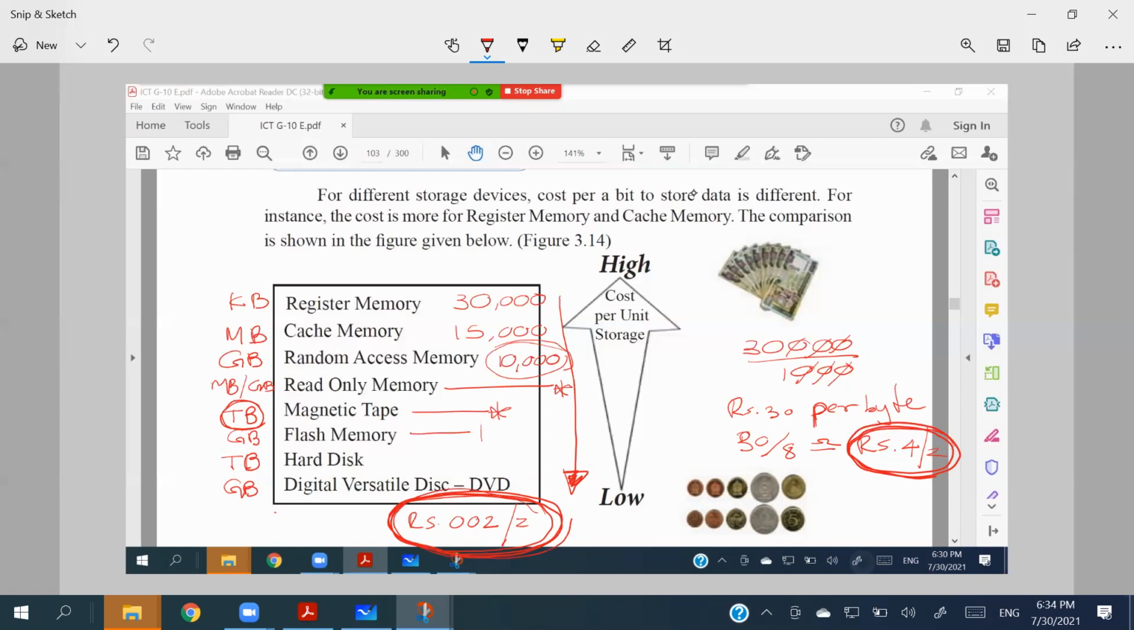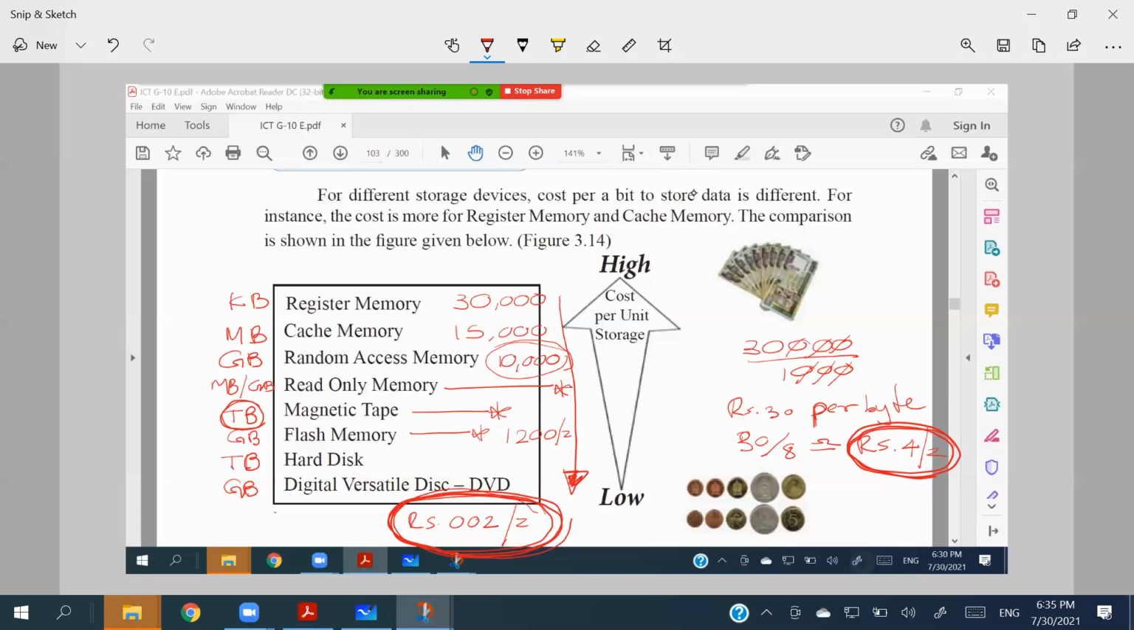When it comes to flash memories, you can purchase a pen drive for like 1,000 or 2,000 rupees. So I'll take 1,200, right? Some gigabytes will cost you 1,200. So you can do the math how cheaper the cost is going to be per bit. Because of this, the highest cost per bit is taken by the register memory, and the lowest cost is taken by the digital versatile disk, which is the DVD, right?